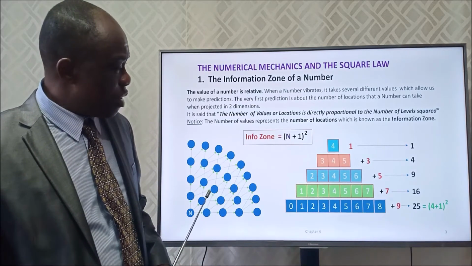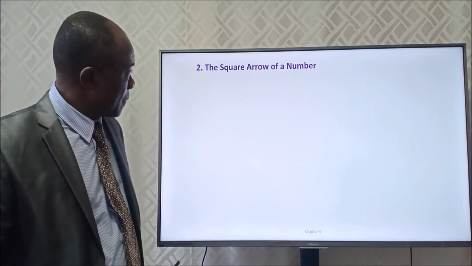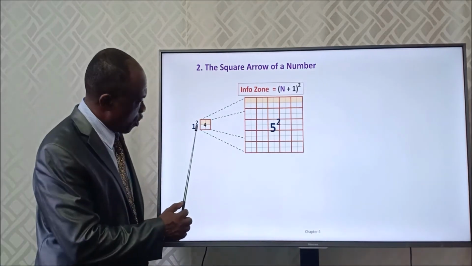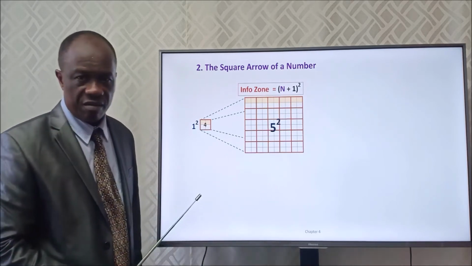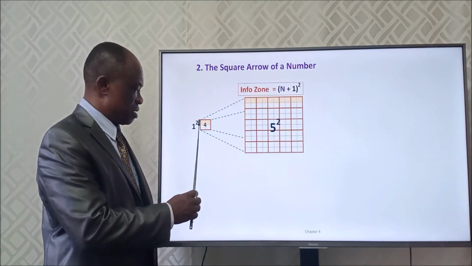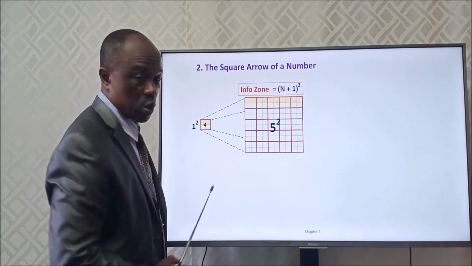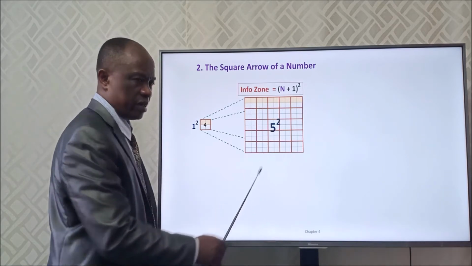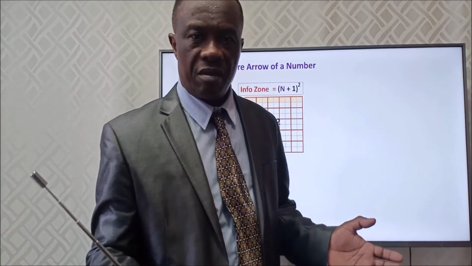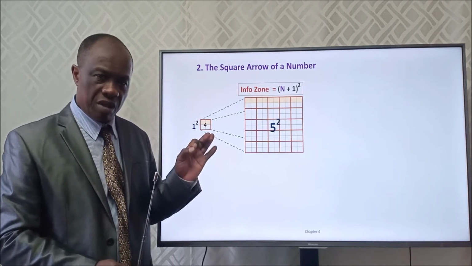Now, our main thing we have to understand here is the square arrow of a number. You see, we go from one location for number 4 to 25 locations. One represents 1 square. 25 represents 5 square. To go from 1 square to 5 square, we cannot jump, because numbers do not accept a leap. There is no leap in numbers.